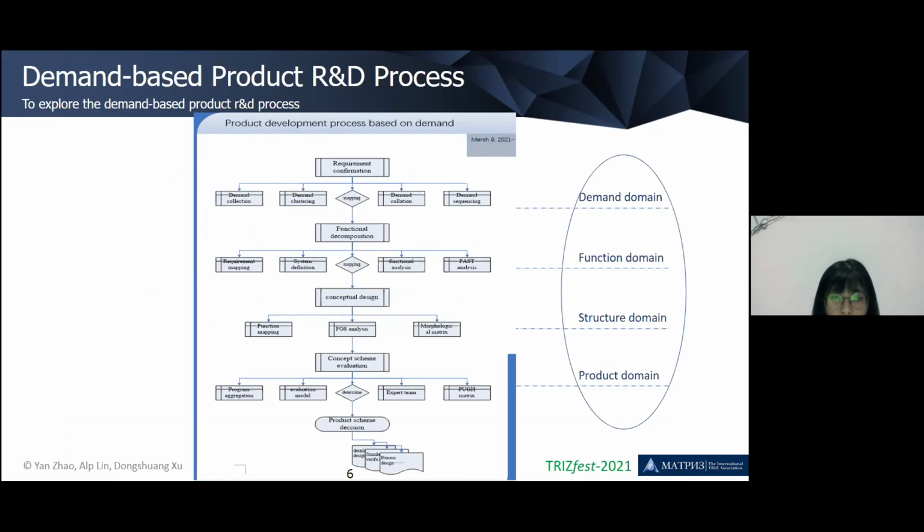So starting from the demand domain, we go into function and into structure, and then we get the product that we want. We need to pay attention that this process is a closed circle, which means it is virtuous. After we get the right product, we can go back and see the demand domain to see if the customer's demand has been met in this product.